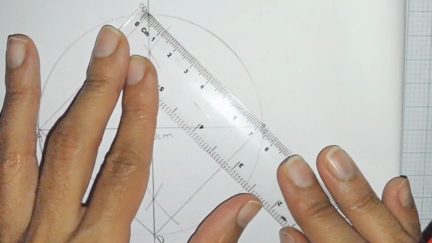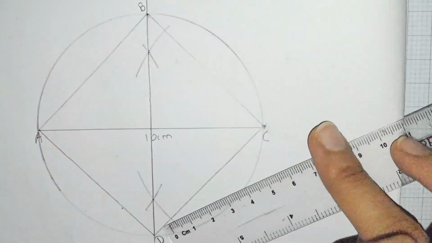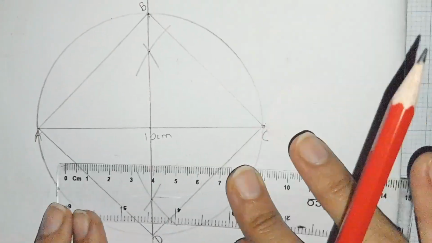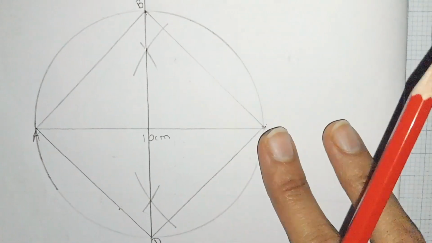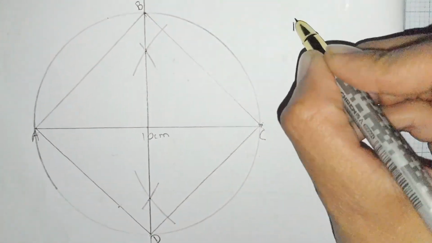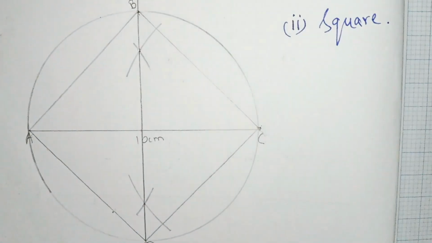You can measure it. This is 7.1 centimeters. This is also equal to 7.1 centimeters and 7.1 centimeters. This is a square. Now we have to give the name of this quadrilateral: square.